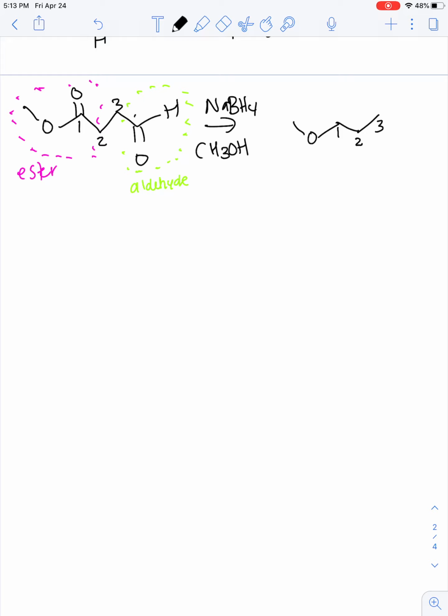So sorry about that. 1, 2, 3, 4. So off of carbon 4, we can reduce that aldehyde. So that means we're going to have an OH coming off of that aldehyde.